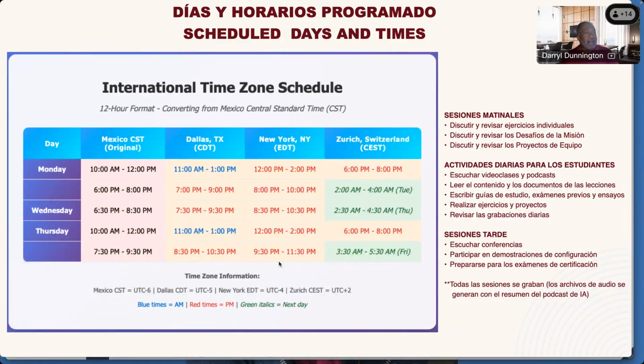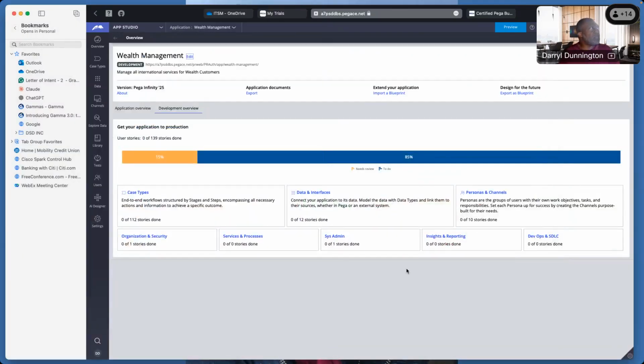So I'll stop there and I will come over to App Studio. So let's have a conversation about a data model. A data model is the information that is represented in your application. That's a simple definition of a data model.